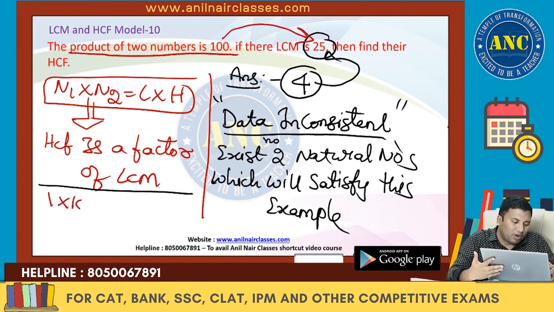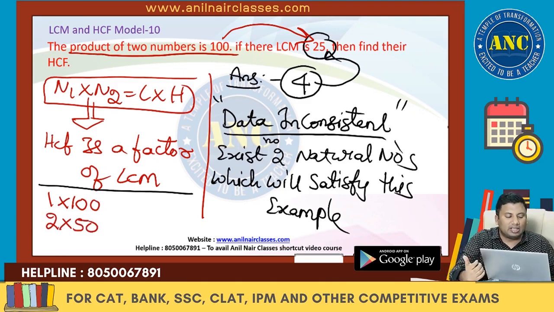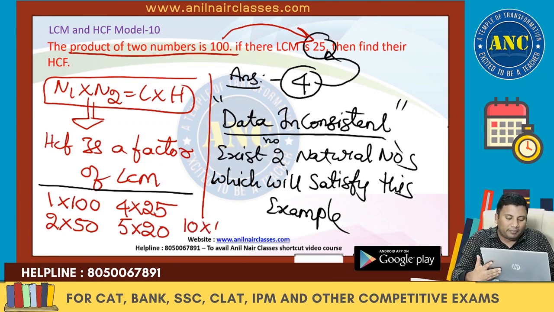If I take 1 into 100, LCM cannot be 25. 2 into 50, LCM cannot be 25. 4 into 25, it cannot be 25. 5 into 20, it cannot be 25. 10 into 10, it cannot be 25.